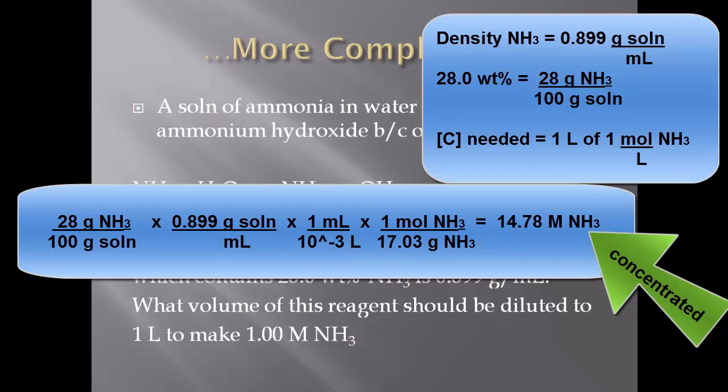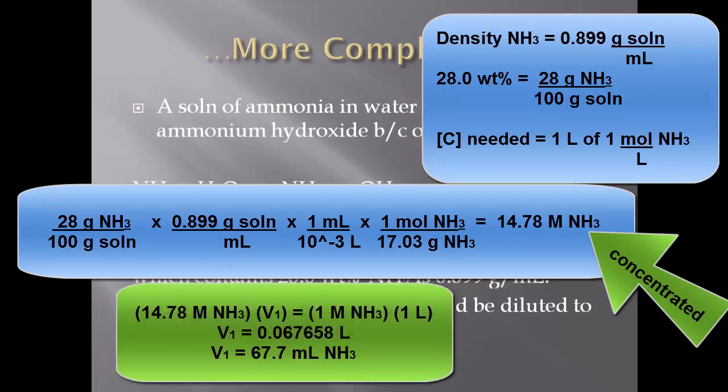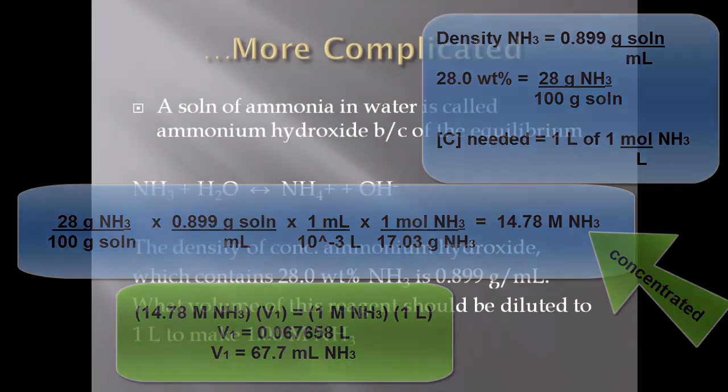So that's what you're starting with. They just want to know how much volume of that do I need to make 1 liter of 1 molar NH3. Now it becomes a really simple dilution formula. You take 14.78 times V1, because that's what you're looking for, equals 1 molar, and you want to make 1 liter of it. The answer is 0.067658 liters, or 67.7 milliliters of that 14.78 molar NH3. That's what you need to dilute. All right, let's move on.